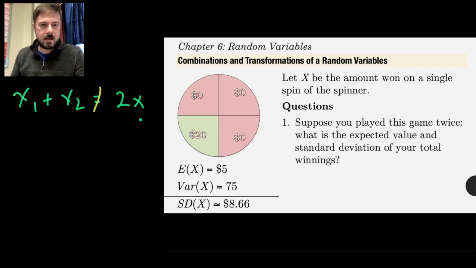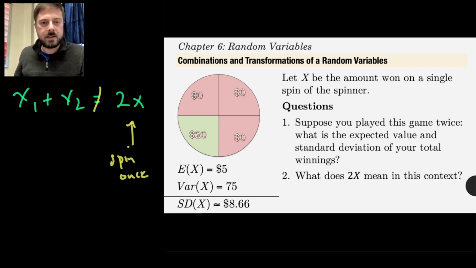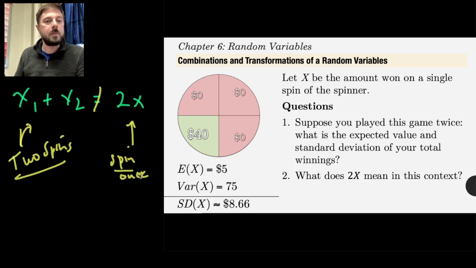What 2x simply would mean is that I spin the spinner once, and I double the result of what I spin. So what does 2x mean in this context? 2x means that I only spin the spinner once, but I double the potential winnings. And if I double the potential winnings, my spinner is no longer 0 and 20. It's really like 0 and 40, because 0 times 2 is 0, and 20 times 2 is 40. So that distribution, 2x, is not the same thing as two separate spins. This is two spins altogether, and this is just one spin doubled.